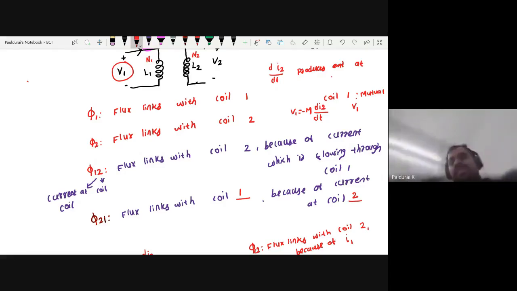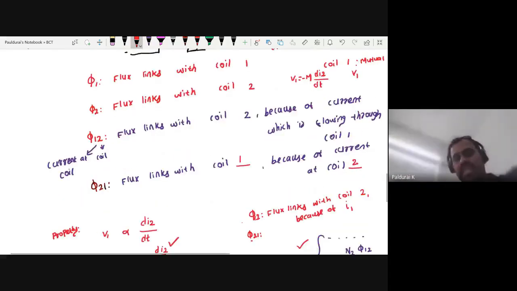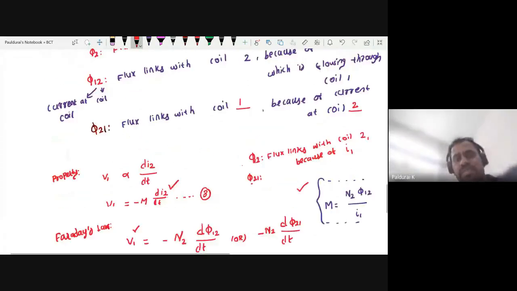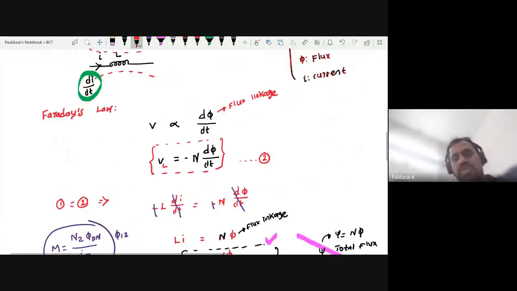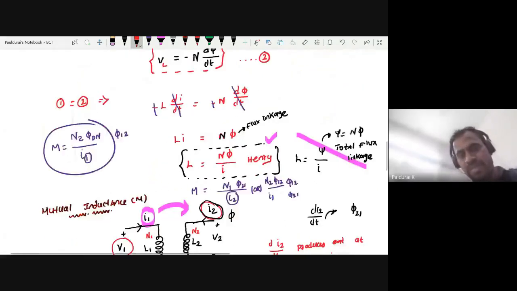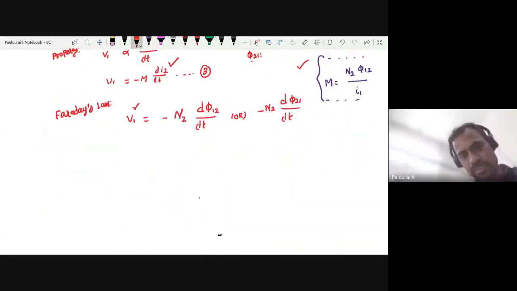So V1 equal to minus of M into di2 by dt. இது equation 3 னு வச்சுக்கலாம். இது எழுதியாச்சு. Now as per Faraday's law என்ன சொல்லுது? You know, V is directly proportional to dφ by dt. So here this time V1, I'm writing one more time here, V1 is directly proportional to dφ by dt.